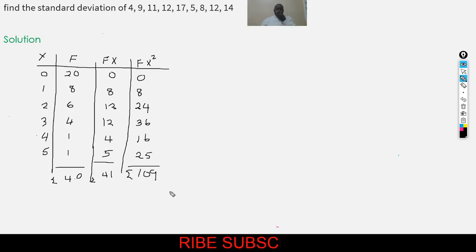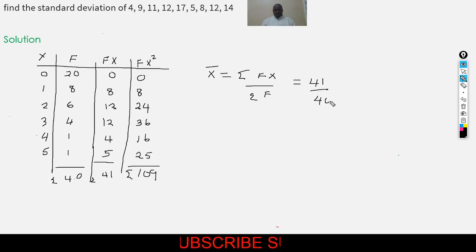Now, after finding the sum of 109, for us to get the mean, if we are asked about the mean, it equals the summation of fx all over the summation of f, which is the summation of fx, 41, divided by 40. So my mean here equals 41 divided by 40. By using your calculator, you get 1.25. So that is your mean.